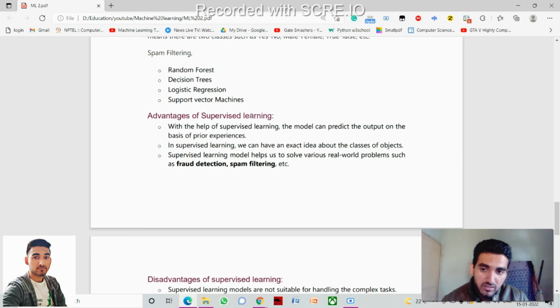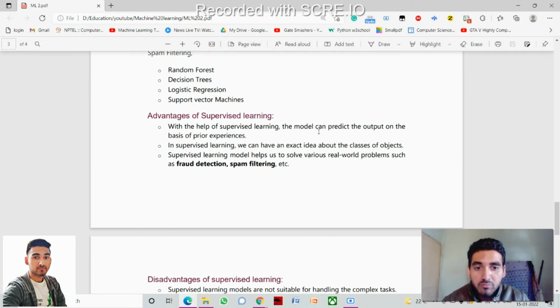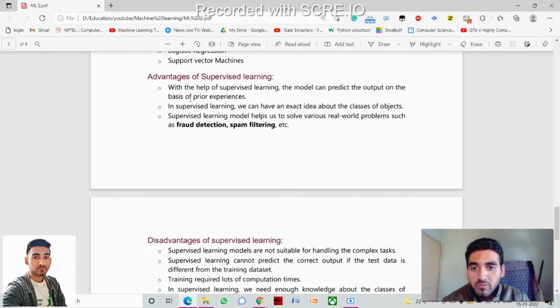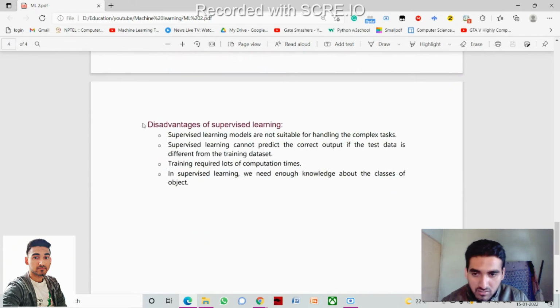Next comes the advantages of supervised learning, why we will use supervised learning. With the help of supervised learning, the model can predict the output on the basis of prior experience. In supervised learning, we can have an exact idea about the classes of objects, and supervised learning models help us to solve various real-world problems such as fraud detection and spam filtering. And yes, of course, there are some disadvantages. That is, supervised learning models are not suitable for handling complex tasks.